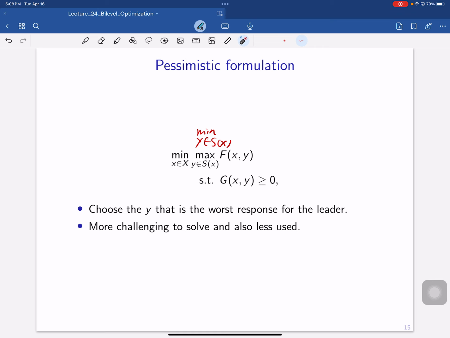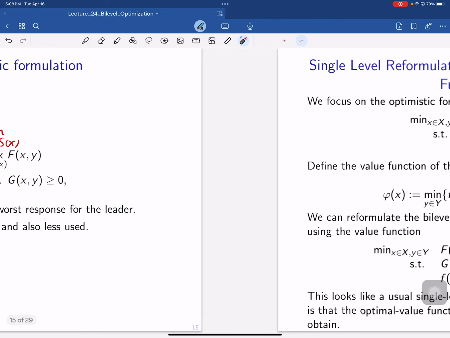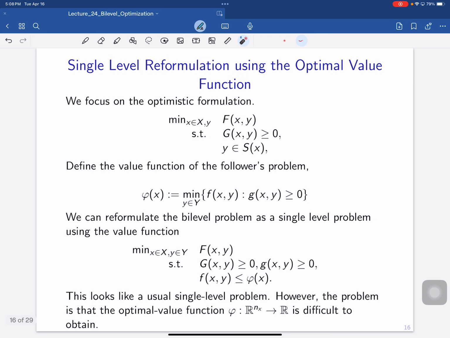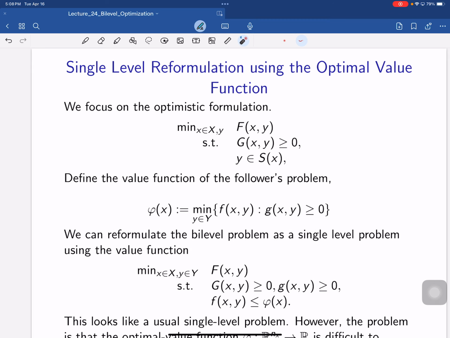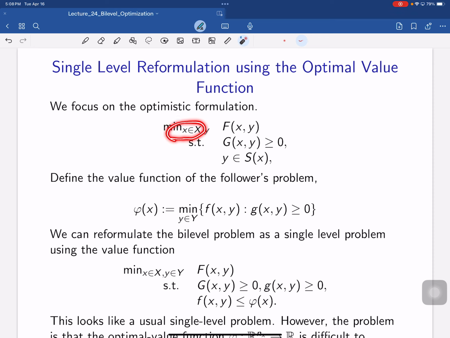This is much more challenging to solve than the optimistic formulation, so we won't talk about how to solve the pessimistic formulation in this class. Just real quickly, how do we solve the bilevel optimization problem? Here again, I'm only going to talk about the optimistic formulation: you minimize over x and y in the upper level, and y is an element in the rational reaction set.